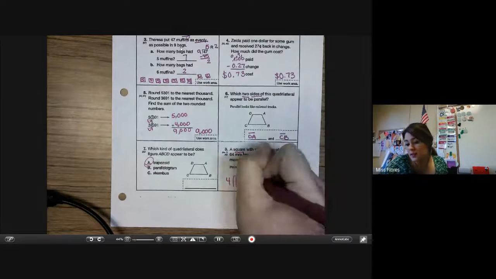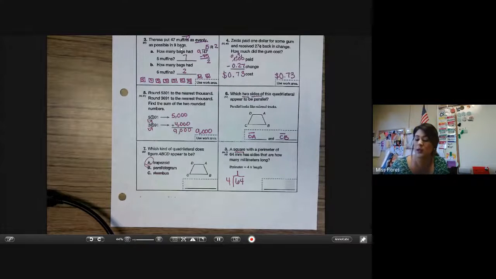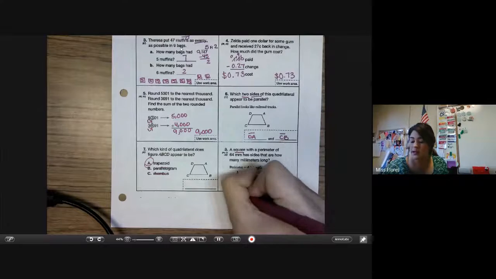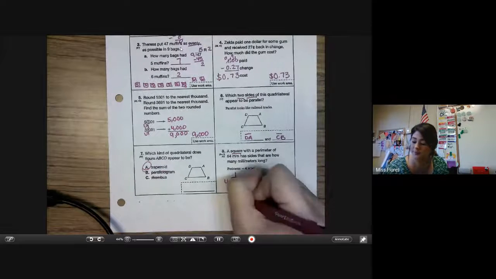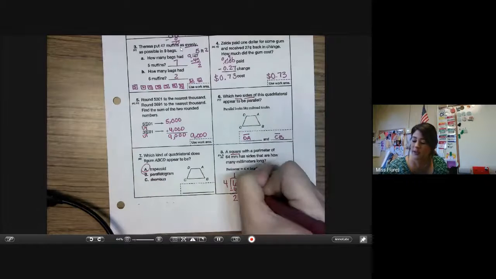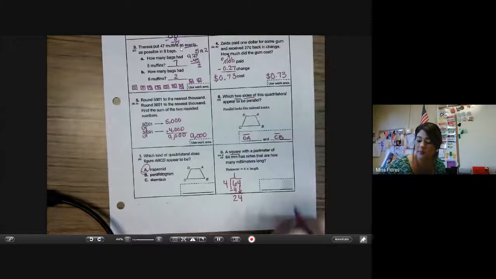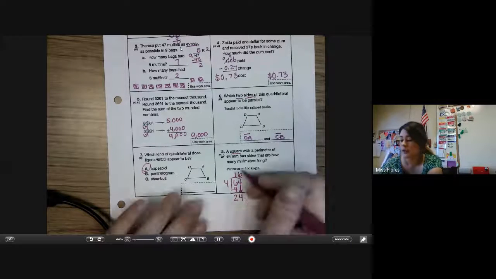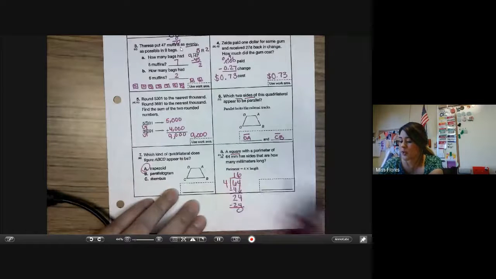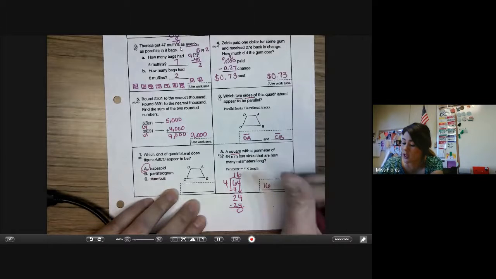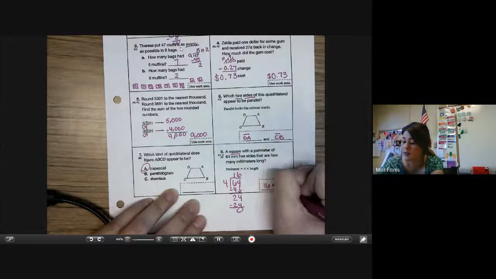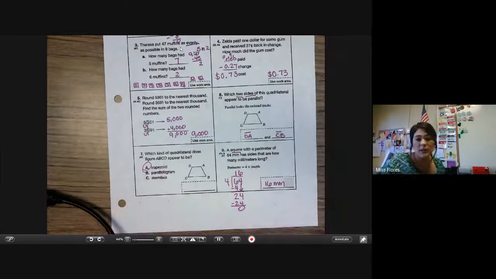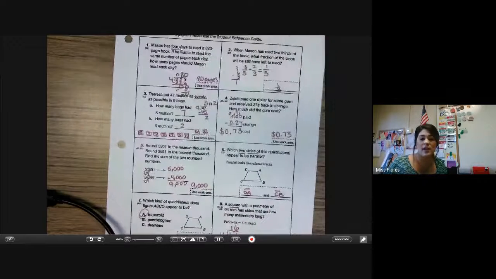4 goes into 6 one time. 4 times 1 is 4, so you subtract. 6 minus 4 is 2, and you bring down the 4. Then you have 24. 4 goes into 24 how many times? 6 times. 6 times 4, 6, 12, 18, 24. And we subtract. We get 0. So our length of each side is going to be 16 millimeters.